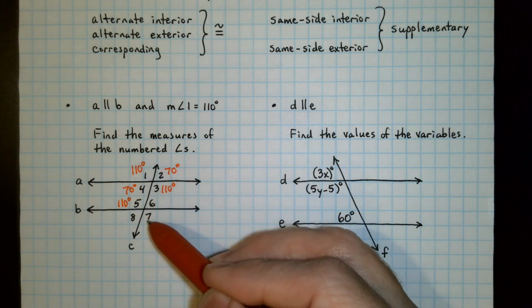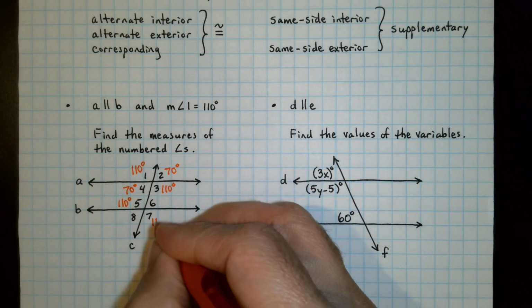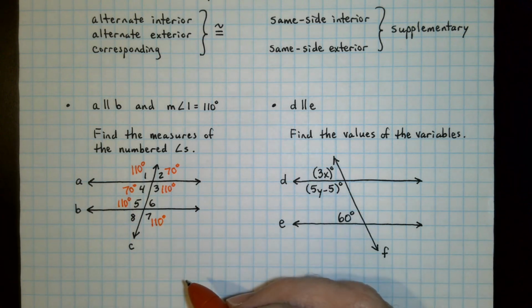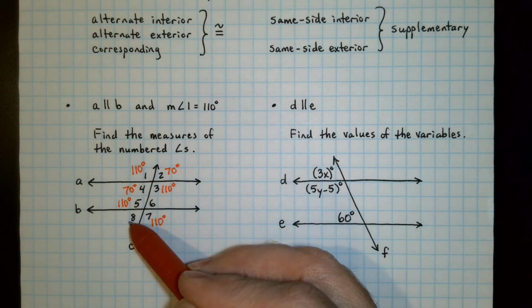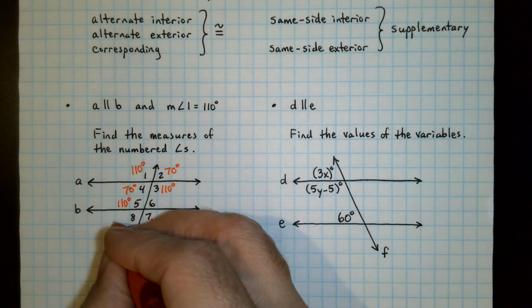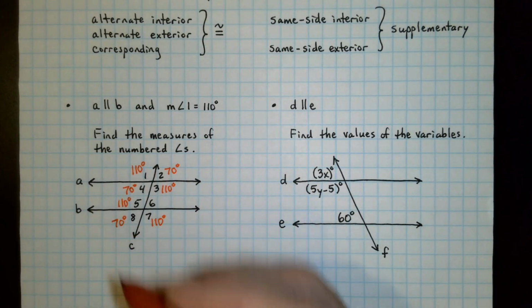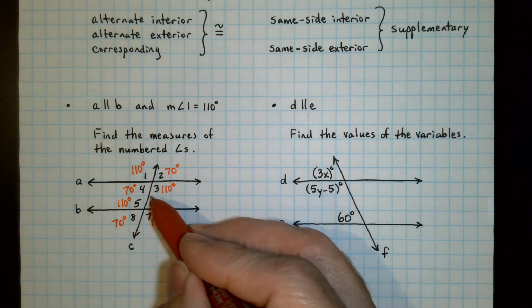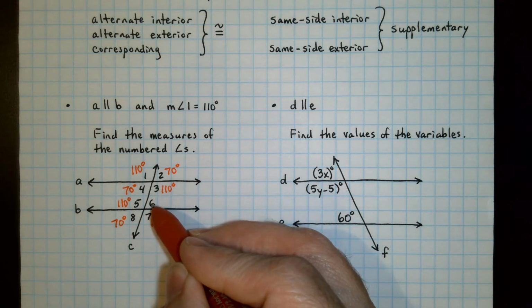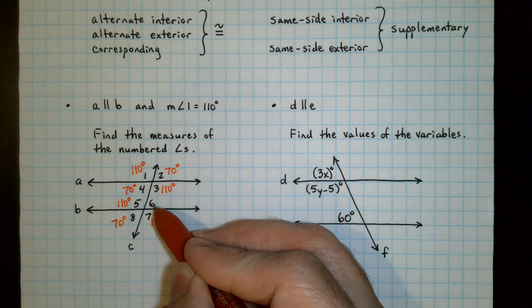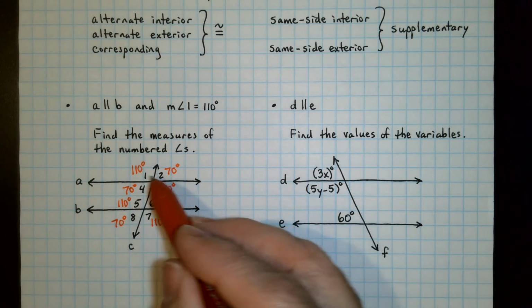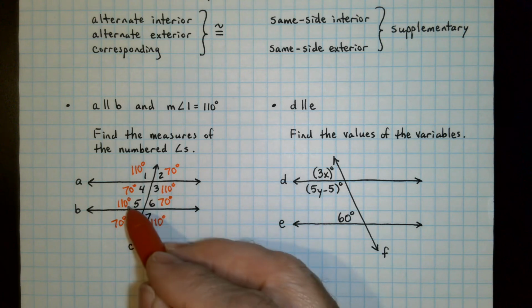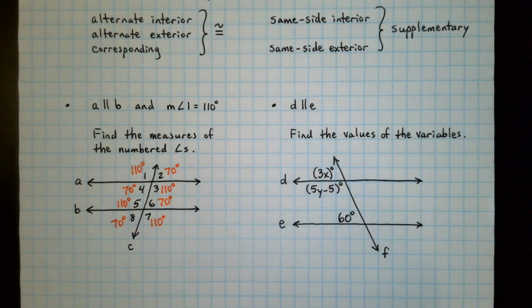Angle 1 and angle 7 are alternate exterior angles, so they would have to be congruent. This would be 110. Angle 1 and angle 8 are same side exterior angles, so they have to be supplementary. So that would make this one 70 degrees. And let's go with angle 3 and angle 6 are same side interior, and they have to be supplementary. So this would have to be 70 degrees. And we can see again that these angle measures have been repeated down in this other group.